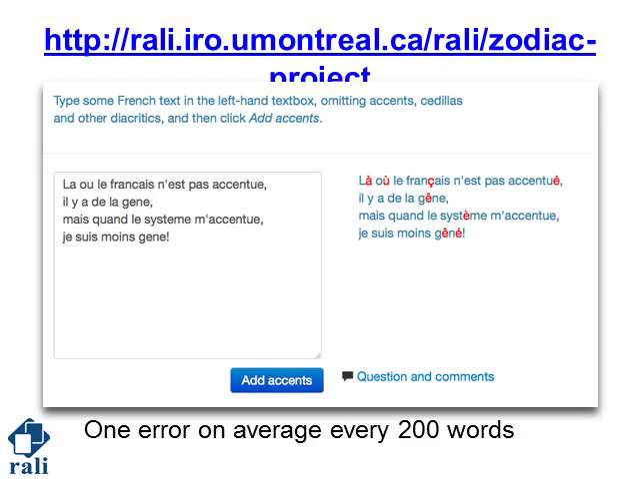It's one error on average every 200 words, which is probably better than what a human can do, because this is quite boring to do.